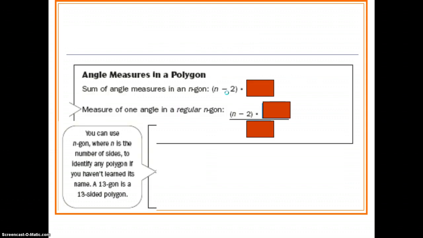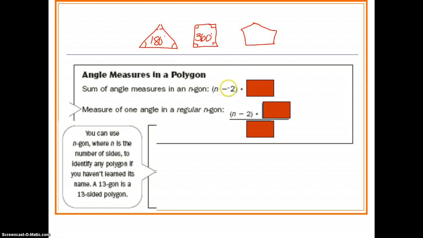To find angle measures in a polygon, we use the following formulas. Now, let me remind you, this is like when we had a triangle and we add up all of the angles, it equals 180 degrees. When we had a quadrilateral and we add up all the angles, it equaled 360 degrees. So if I have a 5-sided shape, how can I tell what the angle measures will equal?